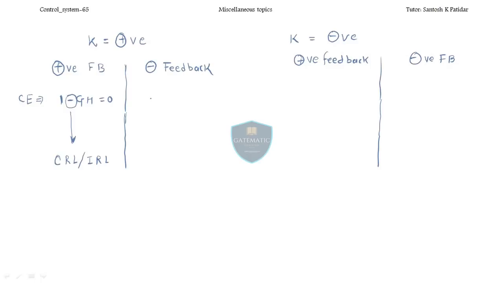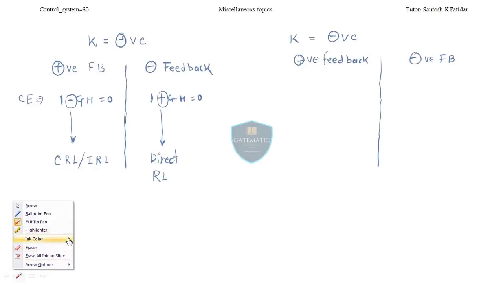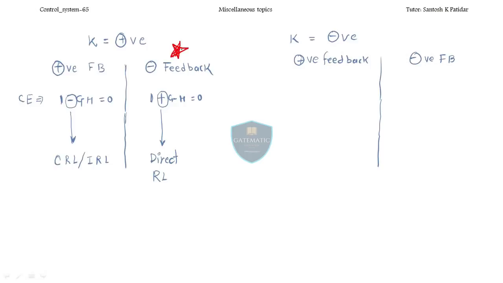But if you have negative feedback, your system will be 1 plus GH equal to 0. You have a positive sign here. This will be direct root locus. Okay friends, so till now, whatever root locus we have seen earlier, that was the direct root locus. The feedback was negative and the K values were positive there. The gain values were positive. So this part is already done.